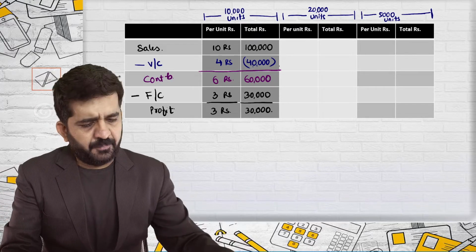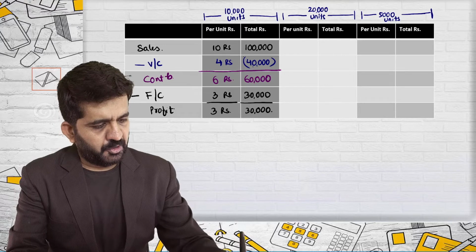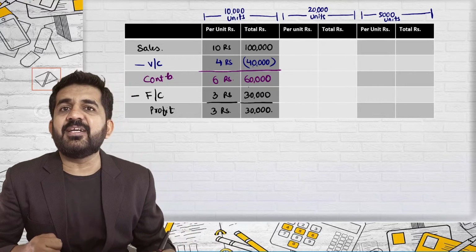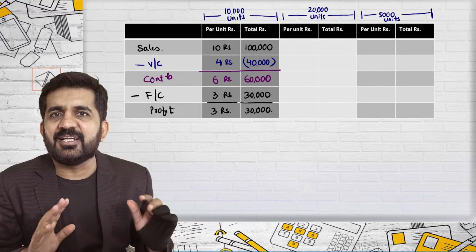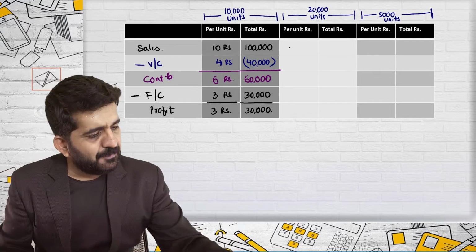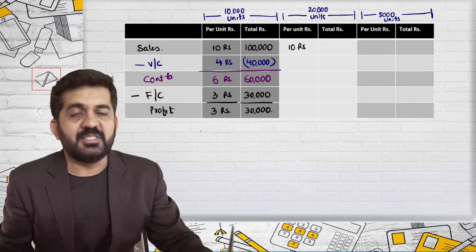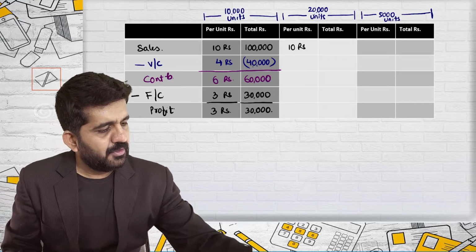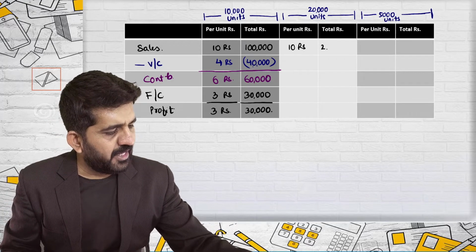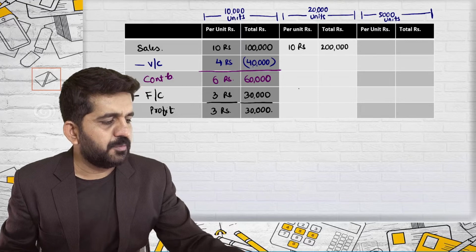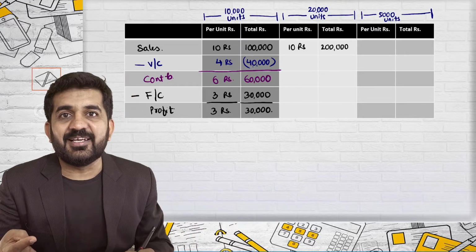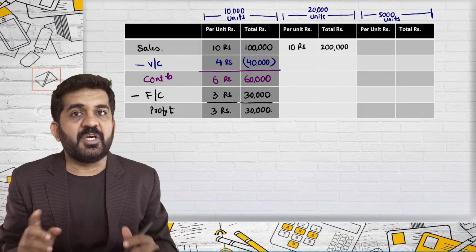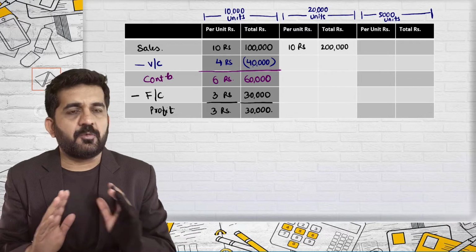I am filling up the point of 20,000 units. If I sell 20,000 Pani Puri units in the current year, my selling price is going to remain 10 rupees. So sales is dependent upon production and sales. So 20,000 into 10 will be 2 lakh rupees. Total sales will increase, but selling price per unit, unless it is given, will not increase.